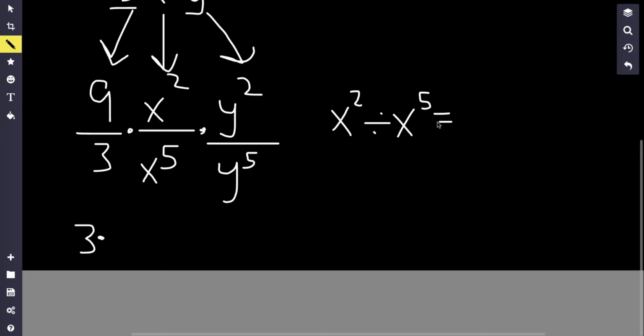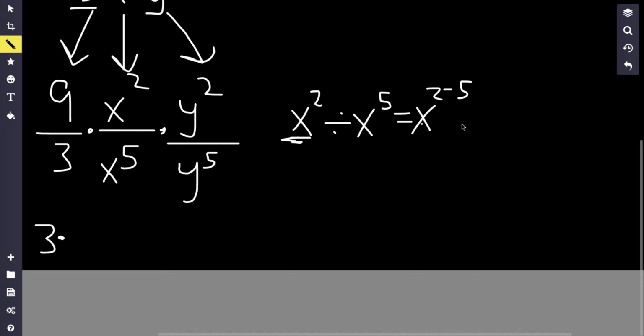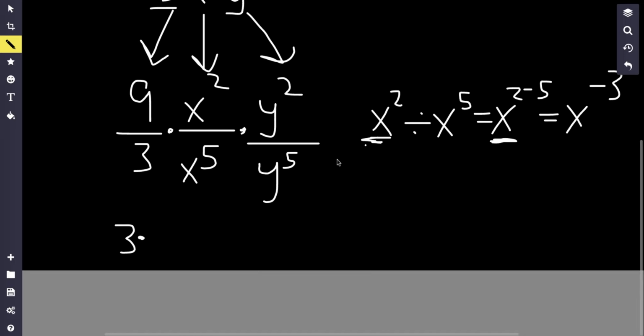What you do is you keep the base of the exponent and you subtract the exponents. So 2 minus 5. So x to the 2nd power divided by x to the 5th power, you keep the base. In this case, our base is x, so we keep the x and we subtract the exponents. So 2 minus 5, that's just going to be equal to x to the negative 3 power.